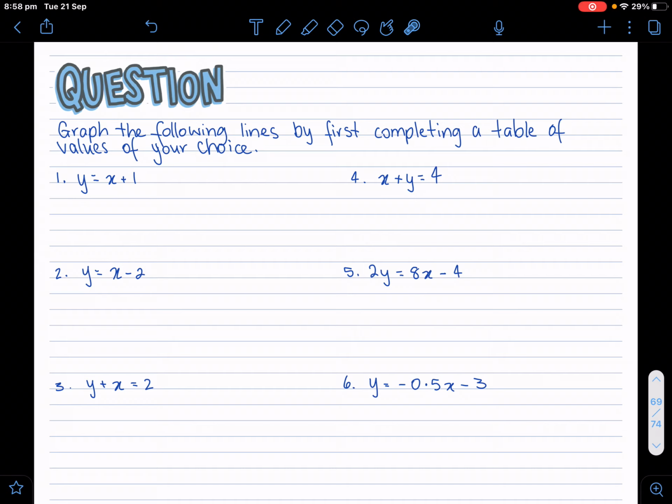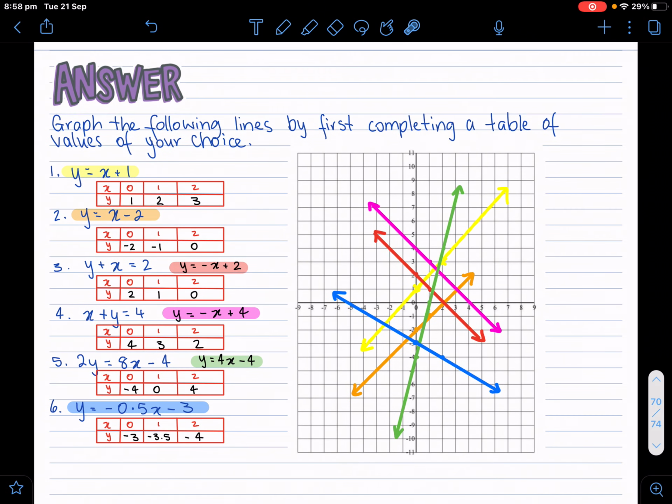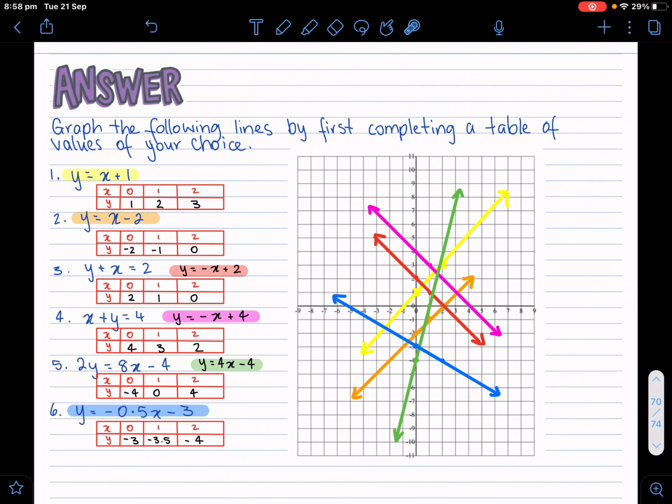Okay, you should be finished by now. There's the recommended answers. You can see that I've used different colors for each one. So for the first one, it's a yellow line. For the next one, it's the orange line. For the third one, it's a red line. For the fourth one, it's the pink line. For the fifth one, it's a green line. And for the last one, it's the blue line. Hopefully you got them all right. If not, go watch the video again and hopefully it'll make sense.